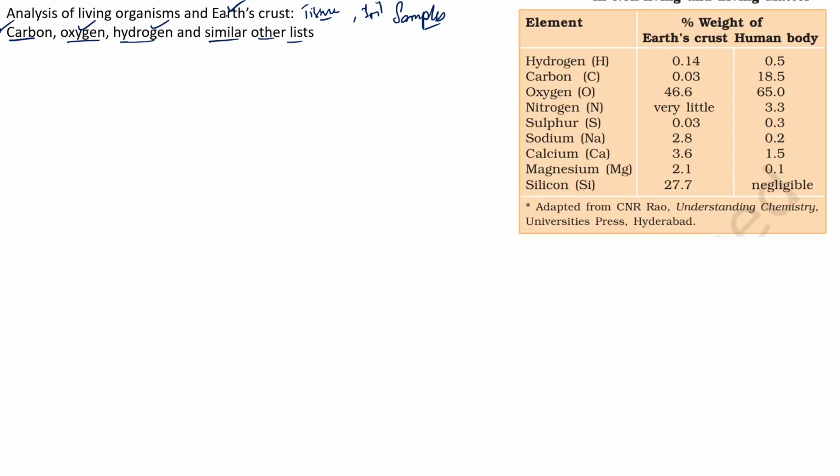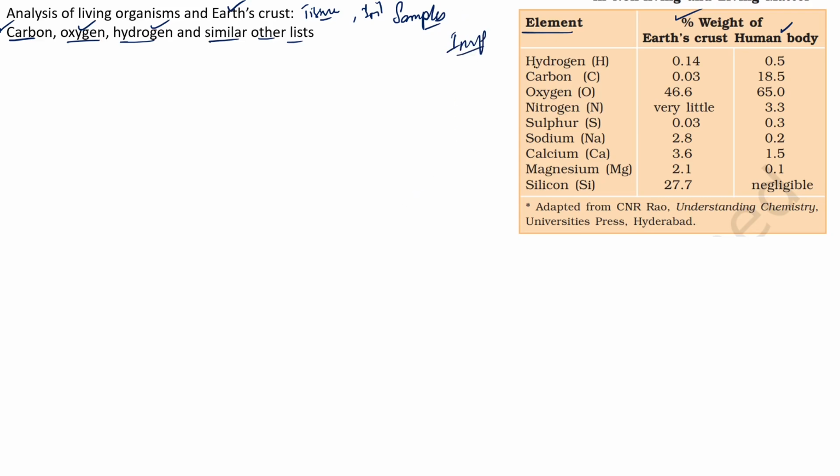Here we have a table which shows the different types of elements, and the percentage of weight of these constituents in the earth's crust and also in the human body. I have taken the table directly from the textbook, and I have seen that some questions have appeared from this particular table, so this table is quite important for our discussion.